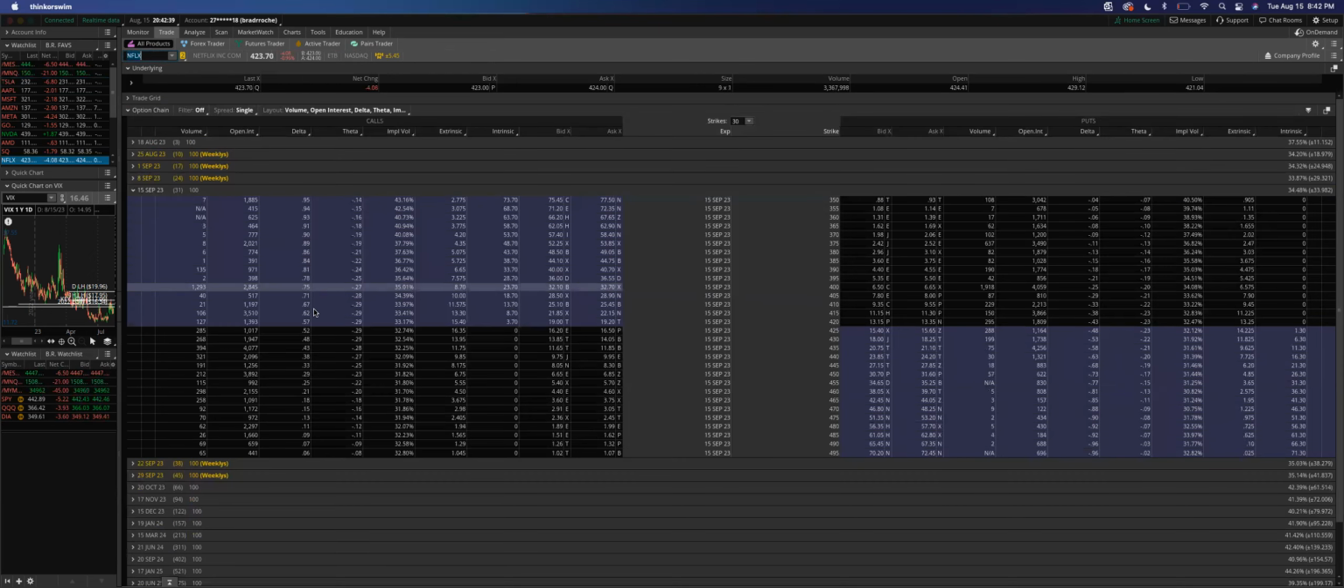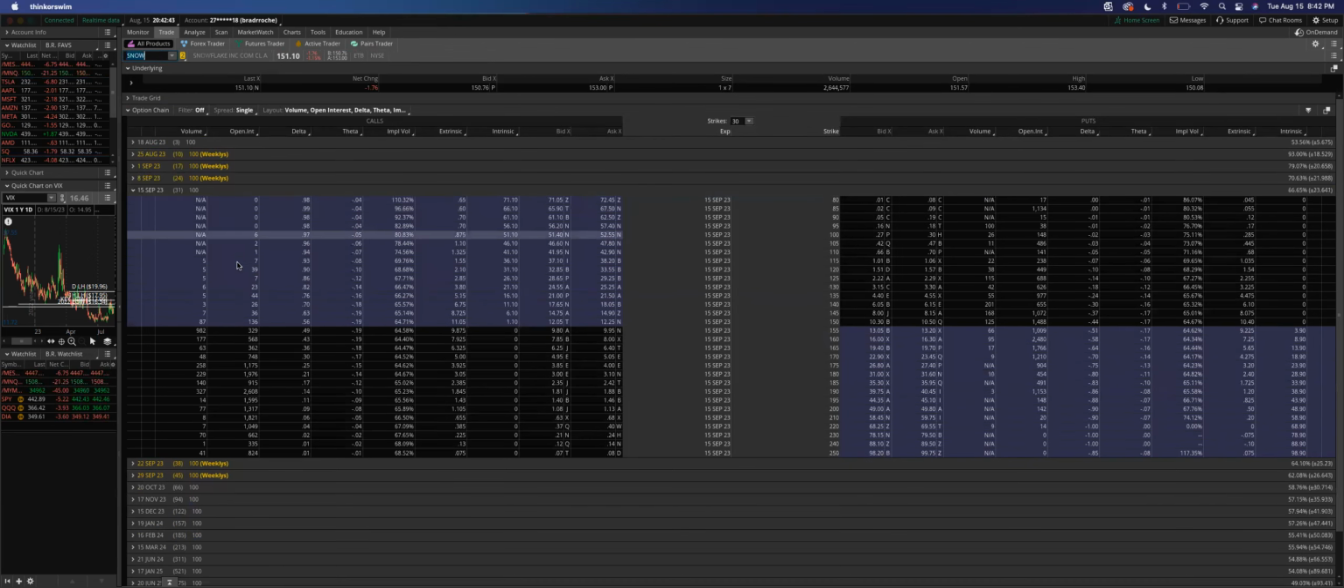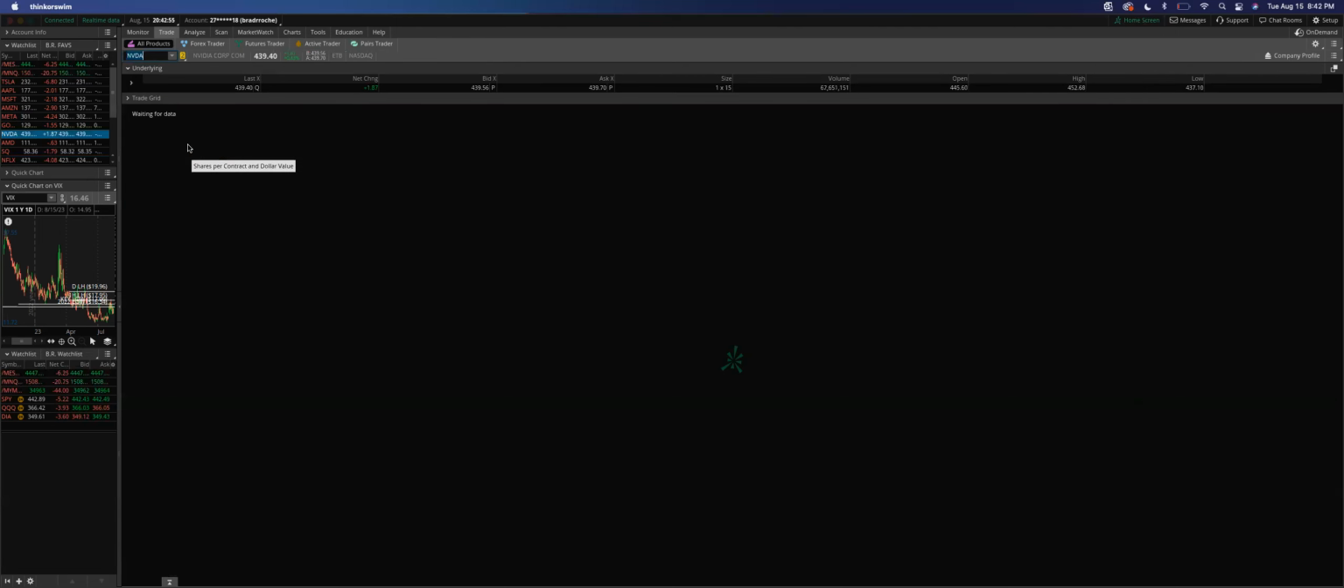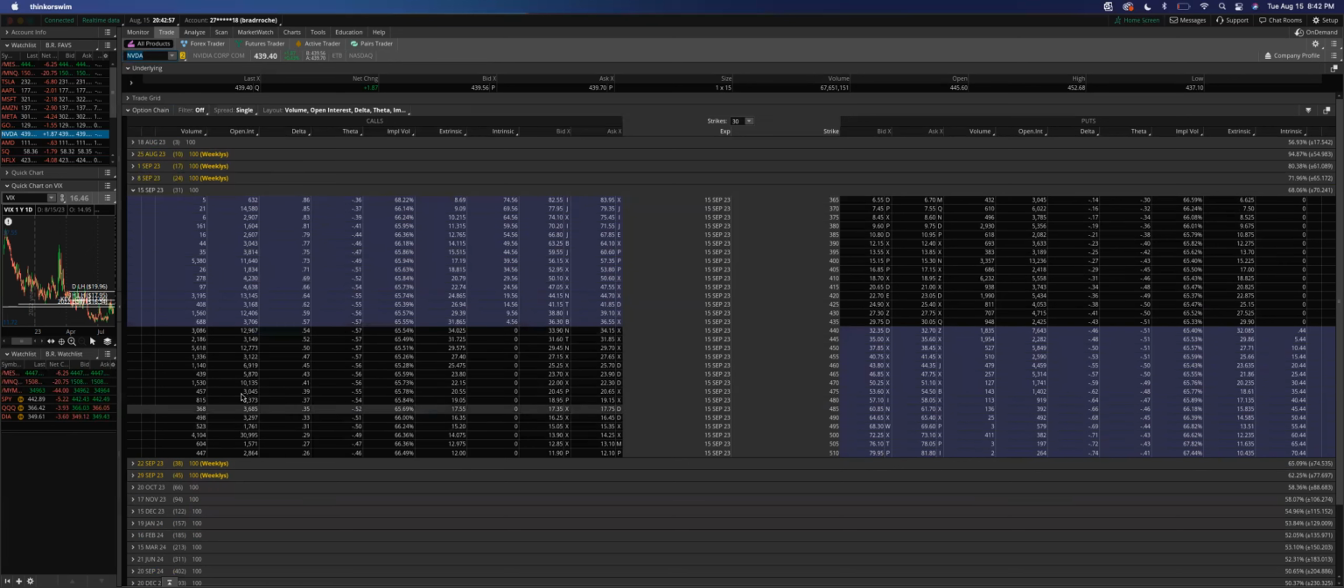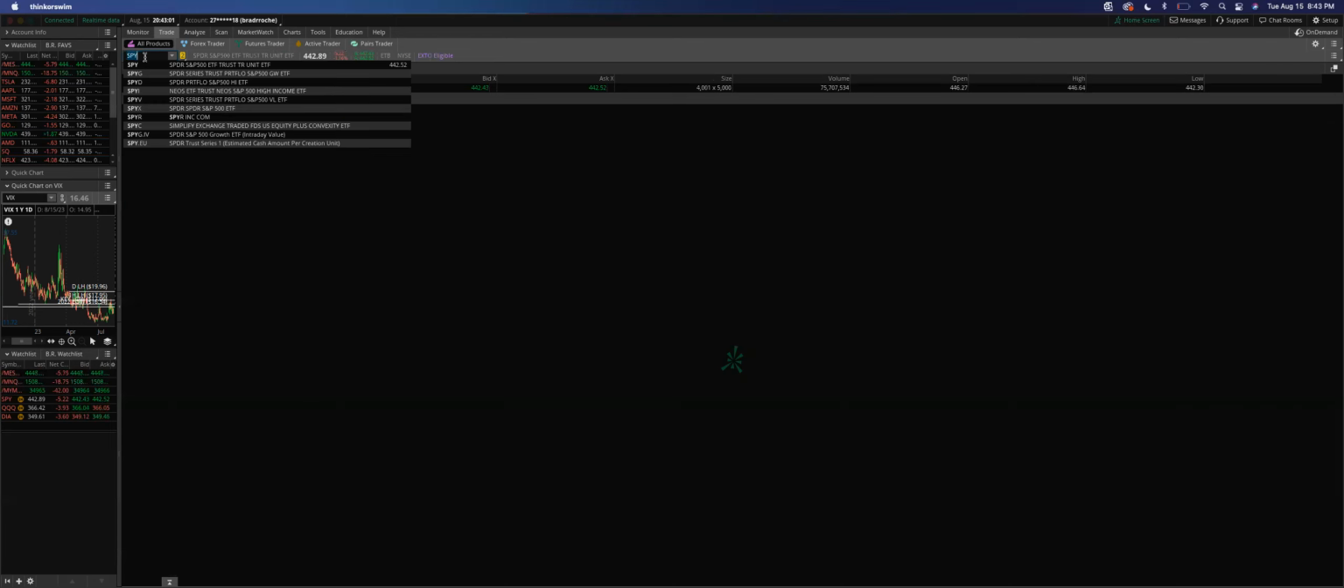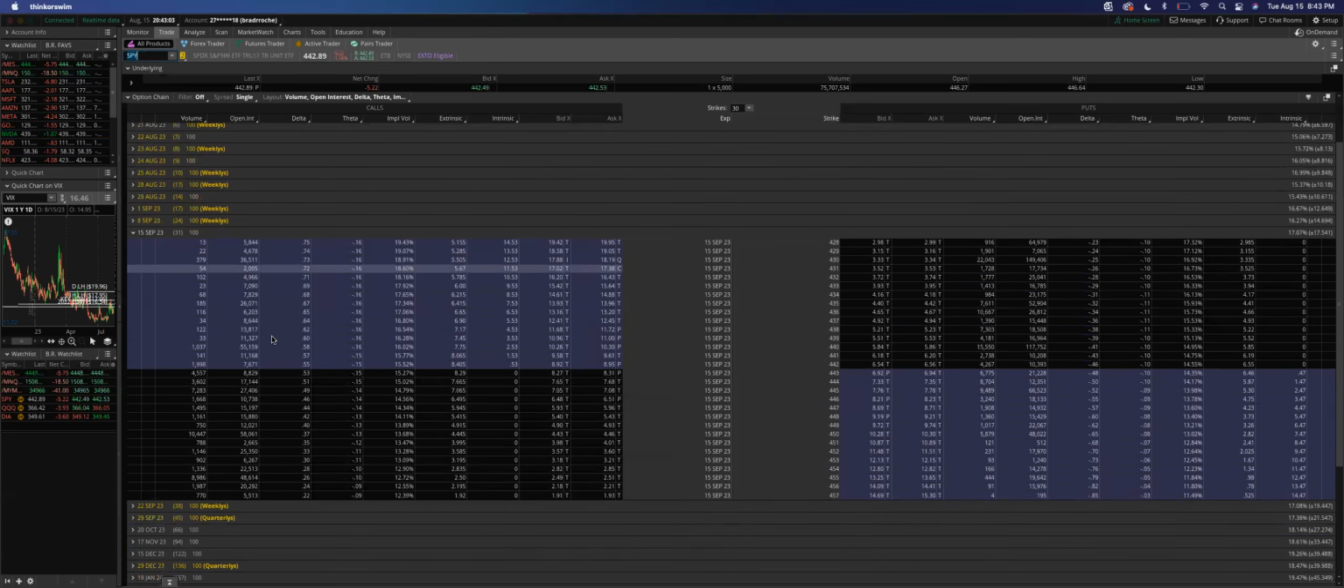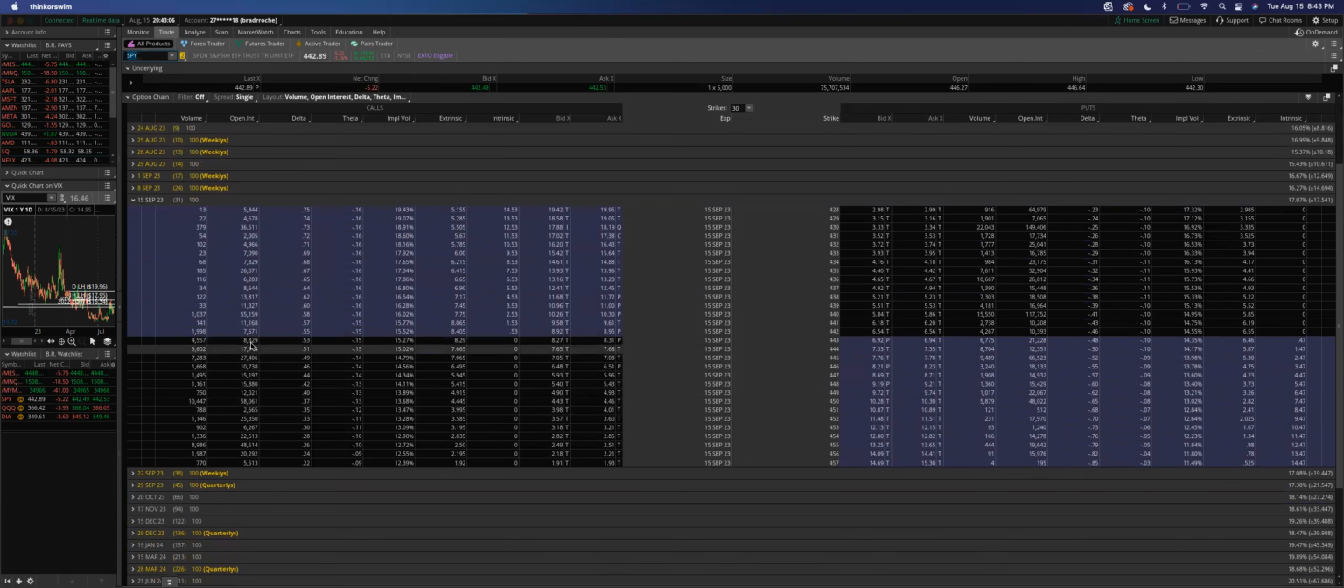Netflix, good open interest. Snow, not as good. As you can see, not as good. So you want to stick to those highly liquid stocks. NVIDIA, very good. SPY, probably the most liquid one out of all of them. You can see these contracts, very liquid. Apple actually had a lot of open interest.